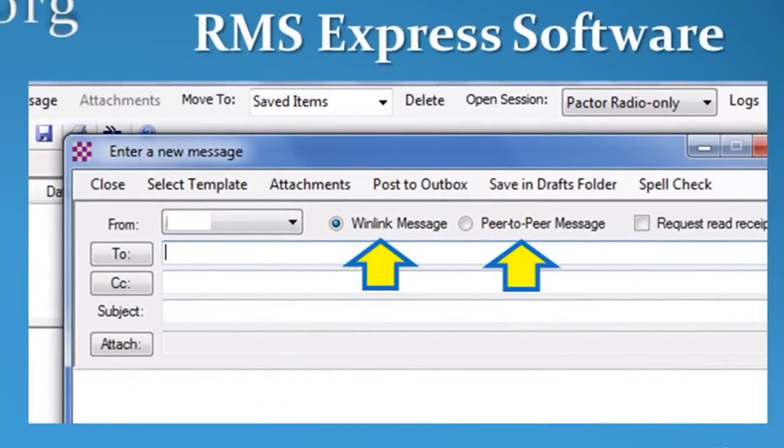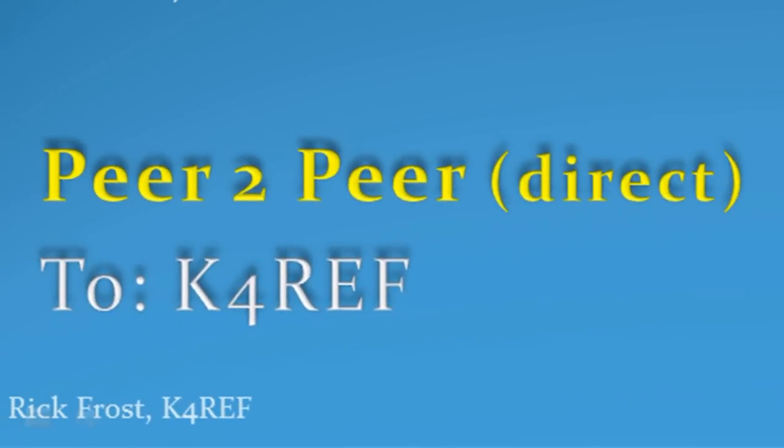The other type of message is peer-to-peer. This is a direct message between two radio operators. In this case, the only thing that needs to be in the address line is the call sign of the recipient. In this example, it's K4REF.